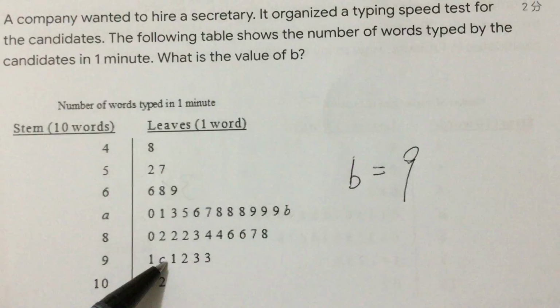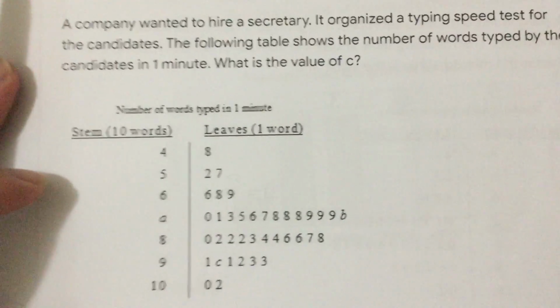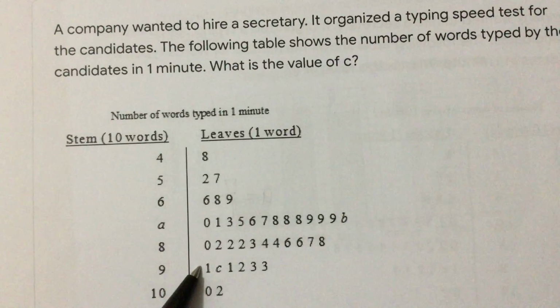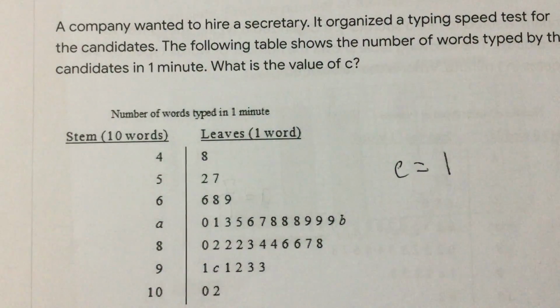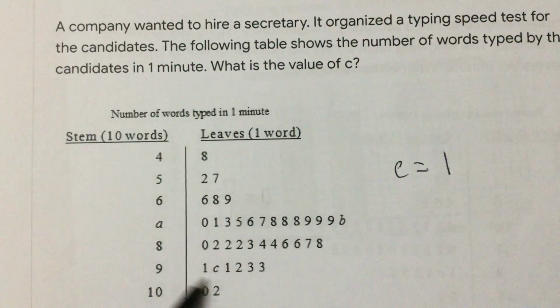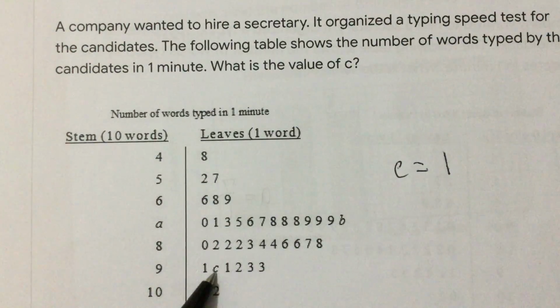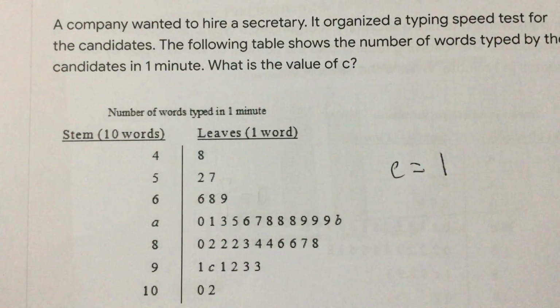So what about C? This is the second last question for the stem and leaf. You will see C is between 2 and 1. So C, okay, no other answers. That is C equals 1 because it is in the middle. So you can say, oh, this one must be 1. So we solve the problem immediately.